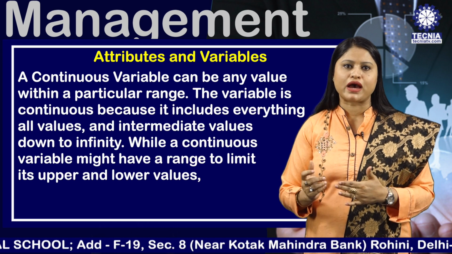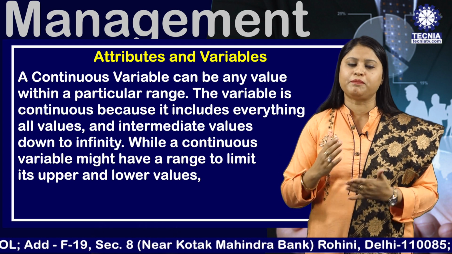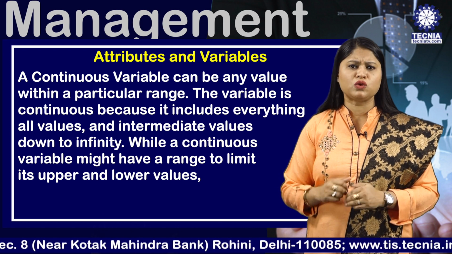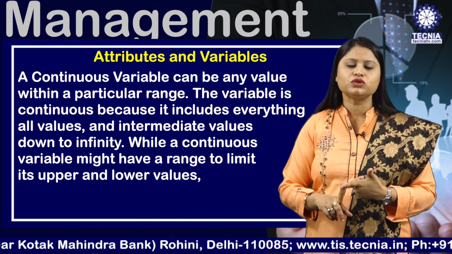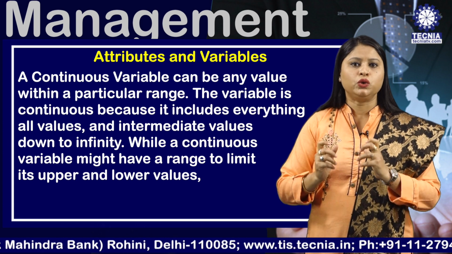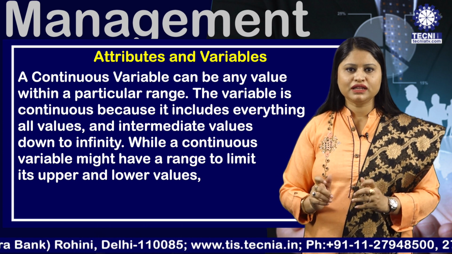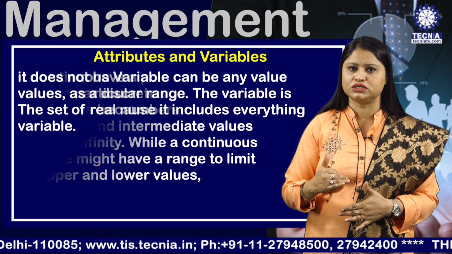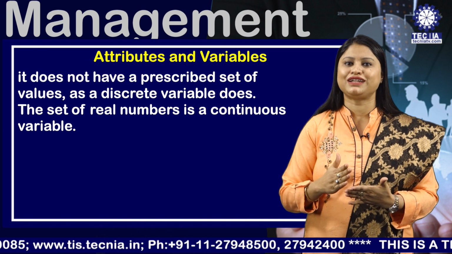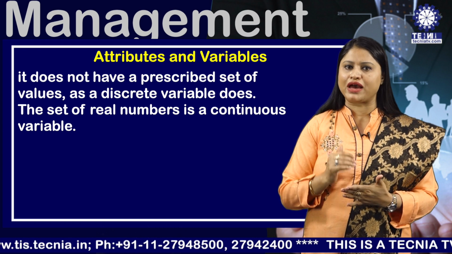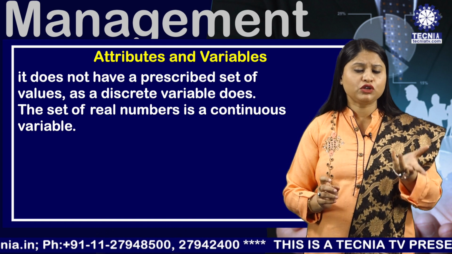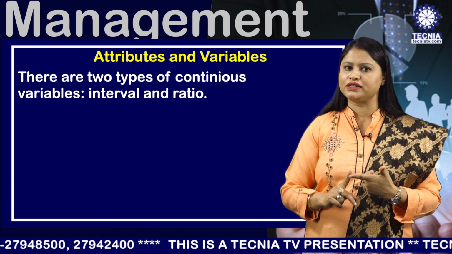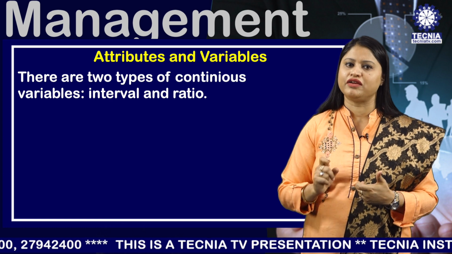While a continuous variable can be any value within a particular range, the variable is continuous because it includes everything, all values and intermediate values up to infinity, while a continuous variable might have a range to limit its upper and lower values. It does not have a prescribed set of values as a discrete variable does. So the set of real numbers is a continuous variable. There are two types of continuous variables, interval and ratio.